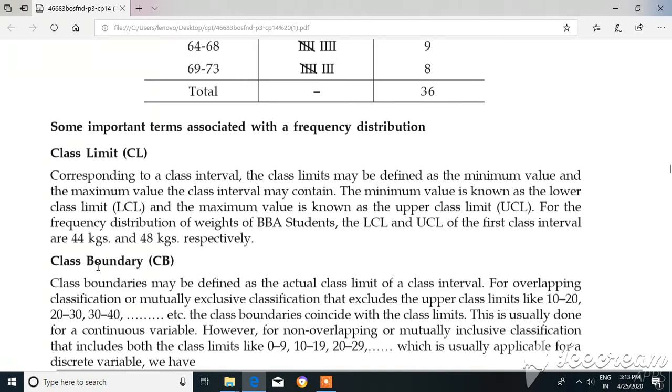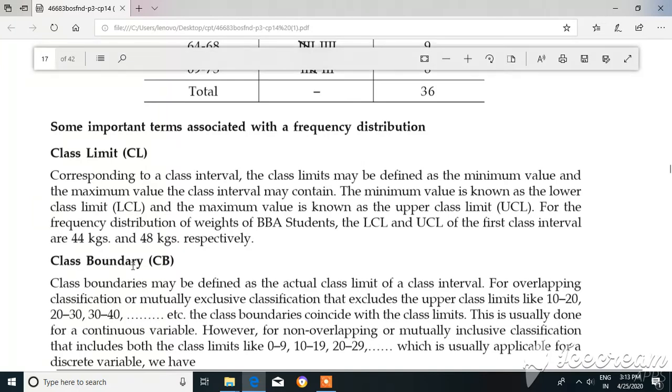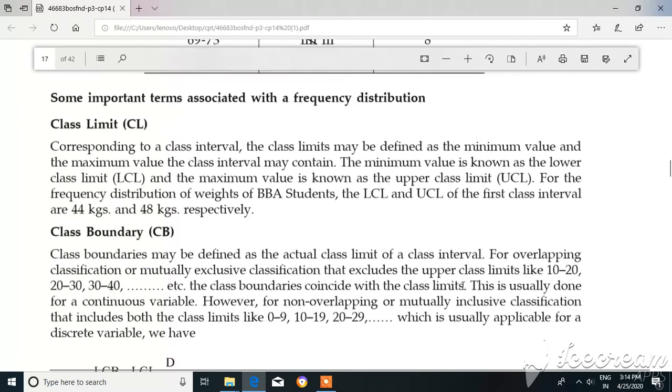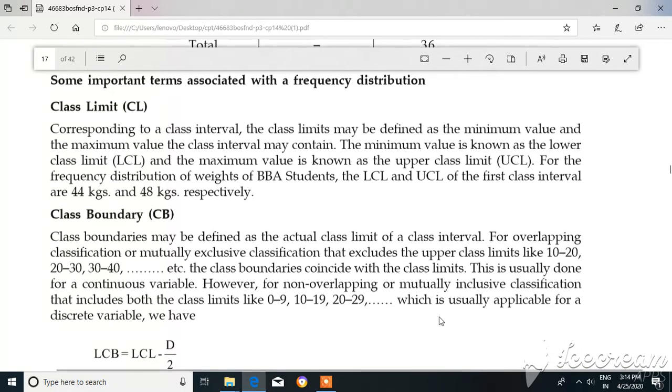Now second is what? Class boundary. What is the class boundary? It may be defined as the actual class limit of a class interval, for overlapping classification or mutually exclusive classification that excludes the upper class limits, like 10 to 20. If I have 20 to 30, 30 to 40, so that upper class limit we have to exclude.